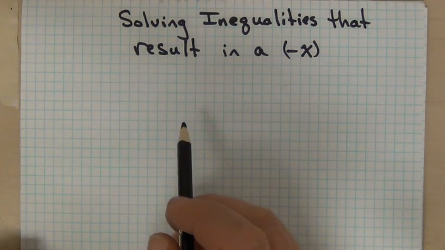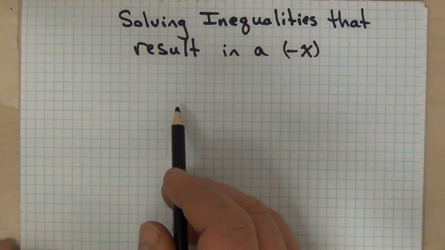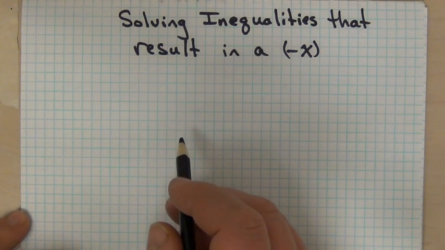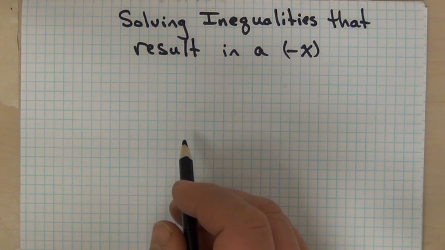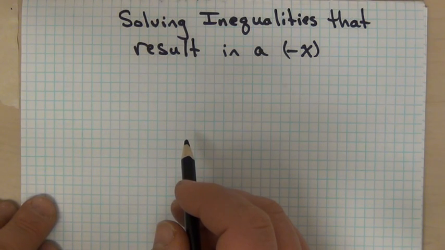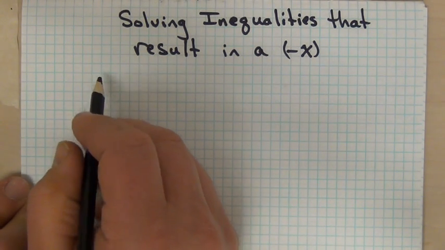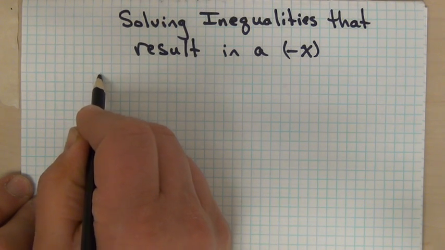I want to take a moment and talk about solving inequalities that result in a negative x towards the last step. They create a special situation for us where we need to take an additional step that we don't need to do when we're solving equations that end in a negative x towards the last step. So let's start by taking a look at an inequality that might end in a negative x.